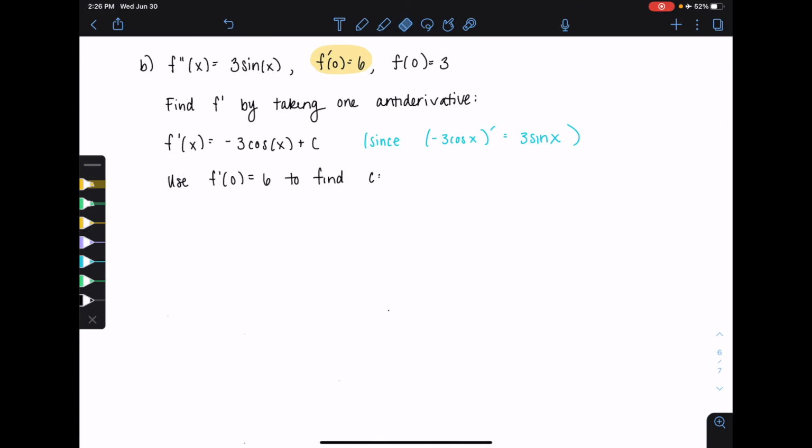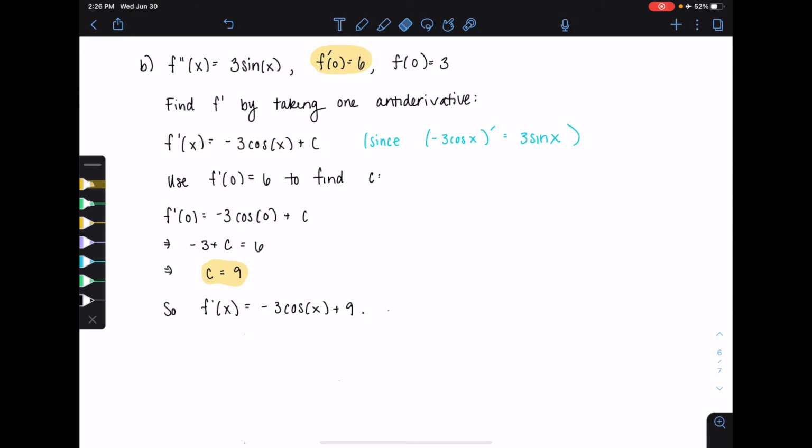So what we do is we plug 0 into this expression, and that would give us -3 cosine of 0 plus c. Well, cosine of 0 is 1, so that's -3 plus c. This better equal 6 because f prime of 0 is 6. And really just adding that 3 over gives us that c has to equal 9. So right now what we know is our function f prime is -3 cosine of x plus 9.